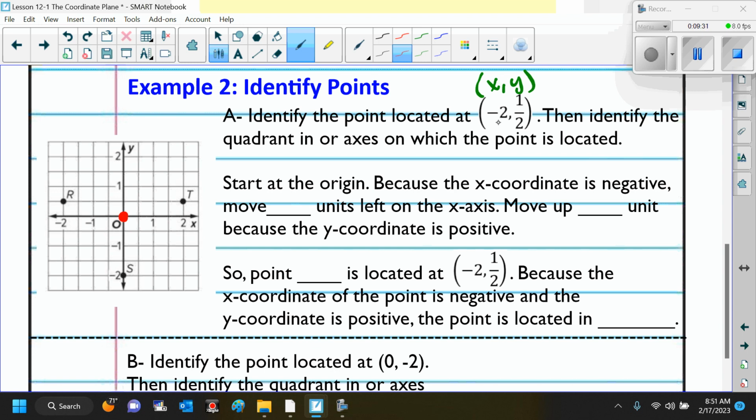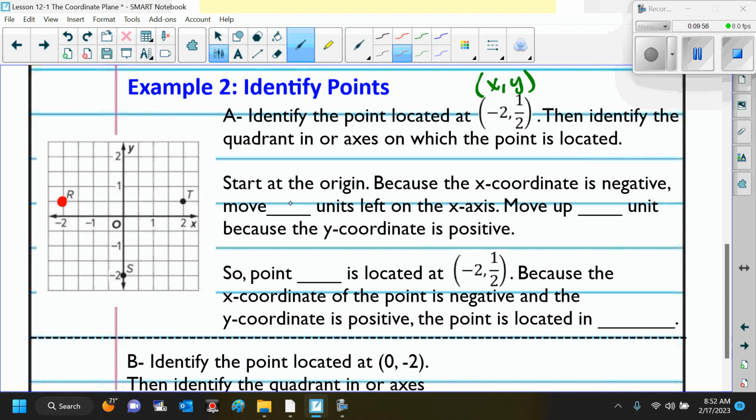And the -2, that's the x value. So negative means we're going to move left. So we're going to go left 2 units. So there's 1, 2. And then 1/2, that's a positive, so that means we're going to move up 1/2 a unit, and there's the 1/2, and we end up at R, okay?